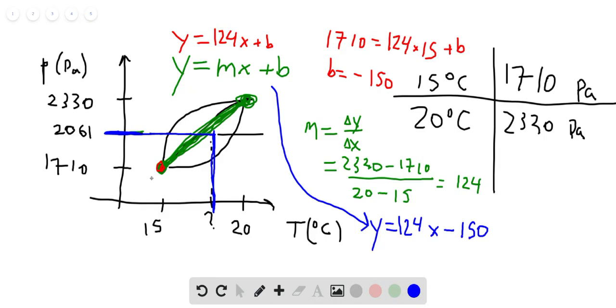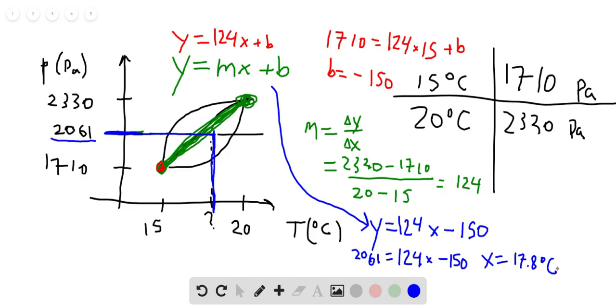And now that we have this, we can put our value of y, 2061, into this equation and find the associated x. And so that would be 2061 equals 124x minus 150. And by isolating x in this equation, we find that x equals 17.8, or we can also approximate to 18 degrees Celsius as they did in the solutions.